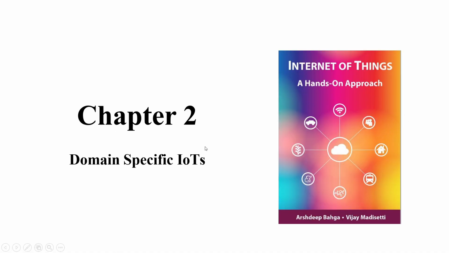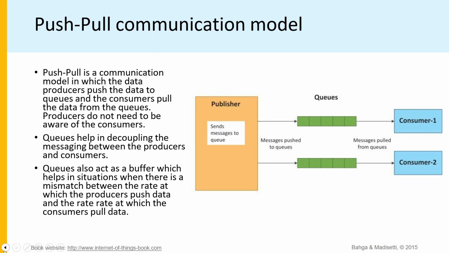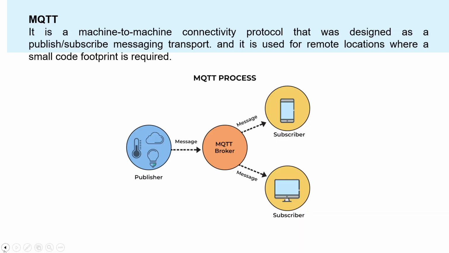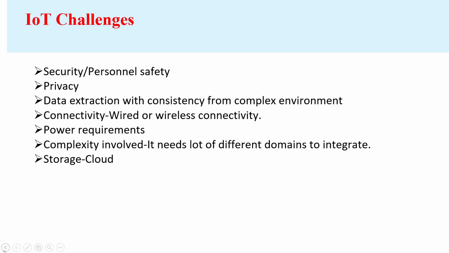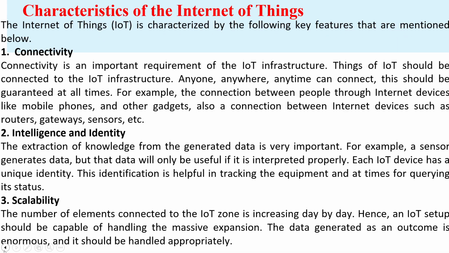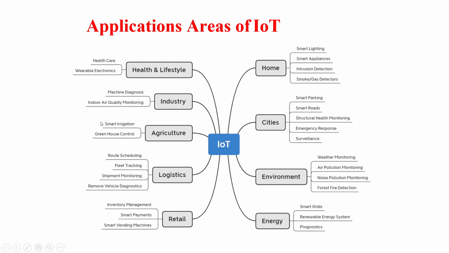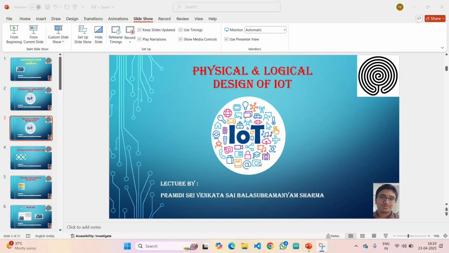In the last slide, you can see domain specific IoTs. That is nothing but the applications of IoT which we have seen earlier. In the previous lecture, you can watch again if you have any doubt. About these things only it is covered in domain specific. That's all. With this, the physical and logical design of IoT are done.